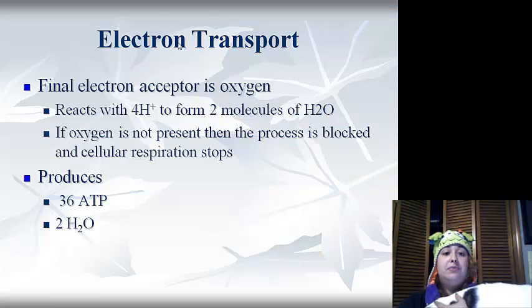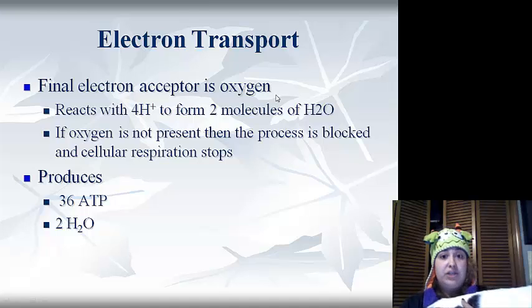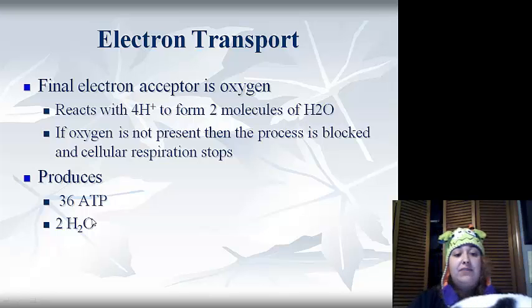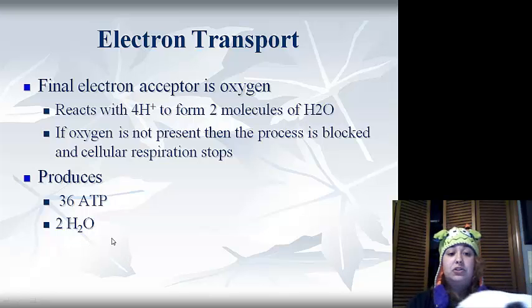So in the electron transport, the final electron acceptor is oxygen. If it's not oxygen, it does not work. And this forms 2 molecules of water. So in total, in the electron transport chain, we have 36 ATP, and we have 2 H2Os, or 2 waters.